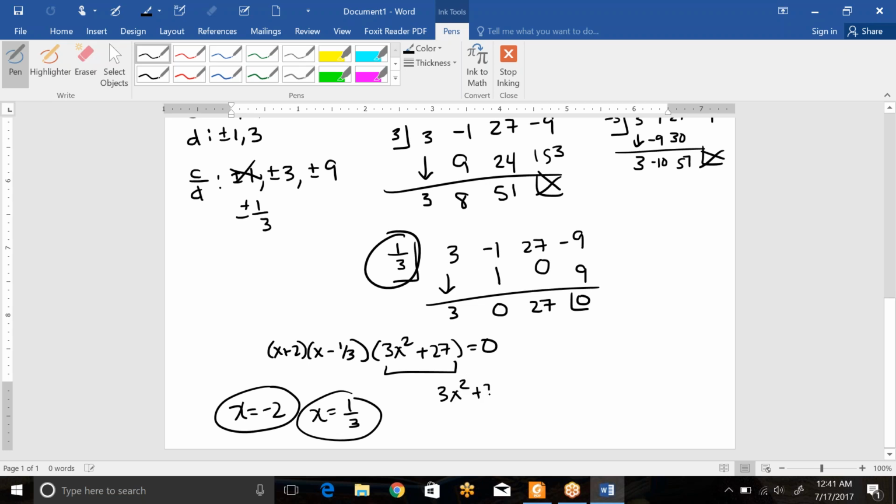And then 3x squared plus 27 equals 0 would be 3x squared equals -27. Divide by 3, that's -9. If you take the square root, you get plus or minus the square root of -9, so that would be plus or minus 3i. So 4 solutions total: -2, 1/3, 3i, and -3i. And that's it.